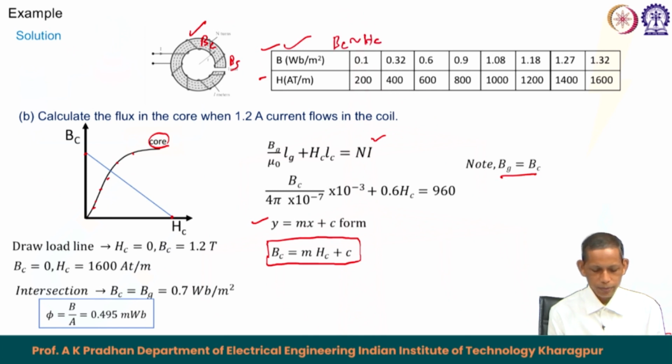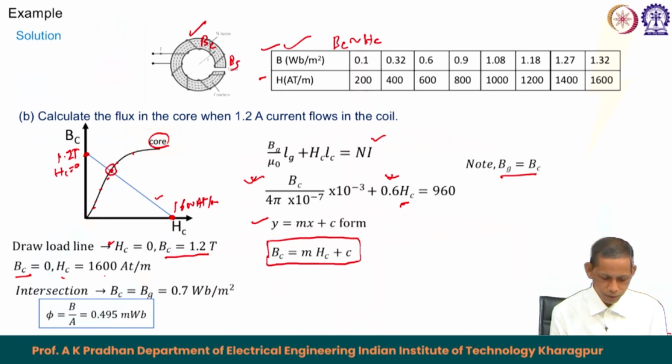Now, we are drawing the load line. For that, we use this equation. If we substitute H c equals 0, this point on the y axis, then we get the corresponding B c equal to 1.2 T. So, this is 1.2 T. For the second point, B c equals 0, then H c in this equation becomes 1600 ampere turn per meter. So, we got these 2 points; connect these 2 points, and that becomes our straight line.